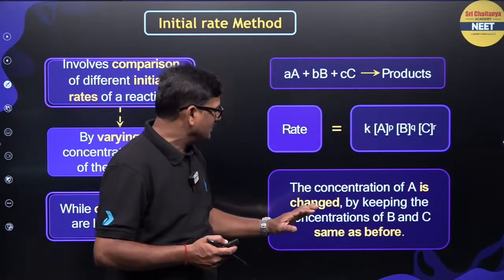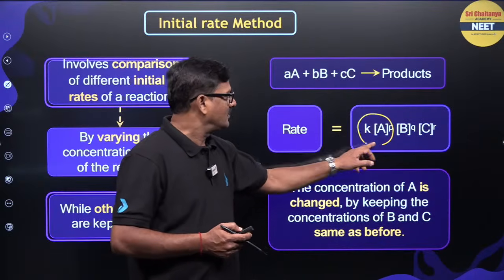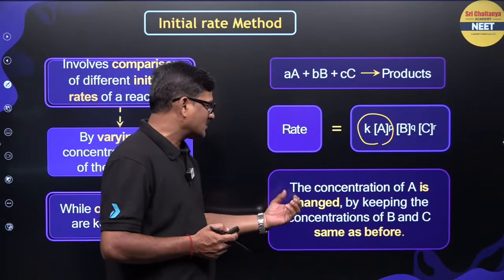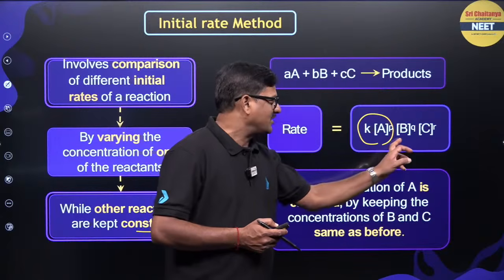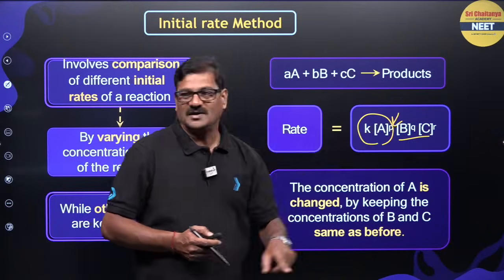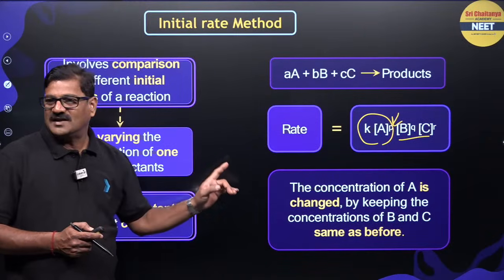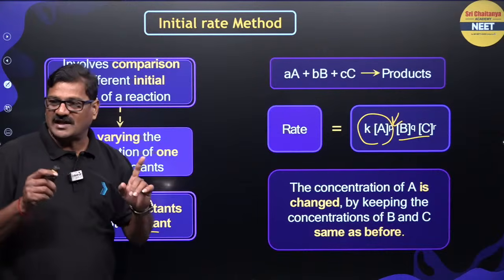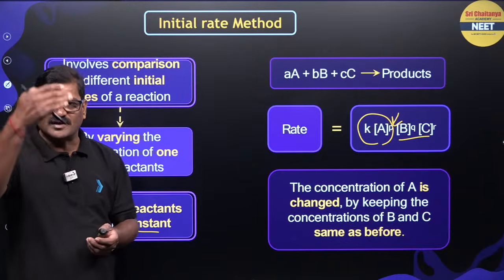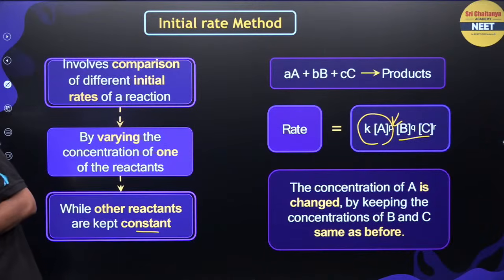So I want to change the concentration of A, and keep the concentration of B and C the same as before, so that आप p का value निकाल सकते हैं by comparing the different rate equations. Are you getting or not? That is an important question in the NCERT also. It is given, by looking at the rate values, you can find the n value. ठीक है बेटा?